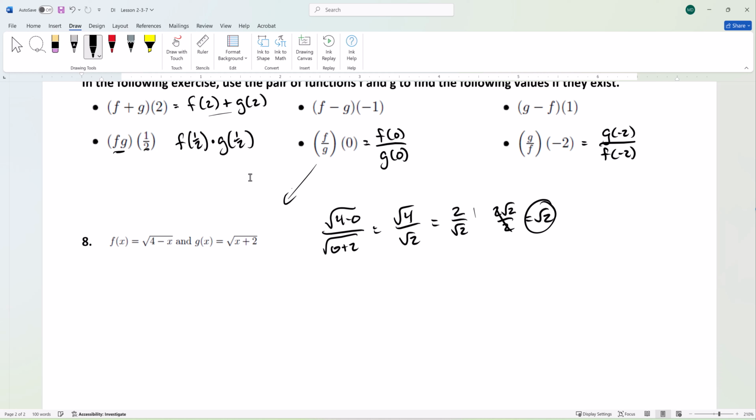For this one, we could probably easily overthink it. So f of 2 plus g of 2. So this becomes root 2 plus 4, or root 4, which is root 2 plus 2. You can't combine them together, just leave them separate.